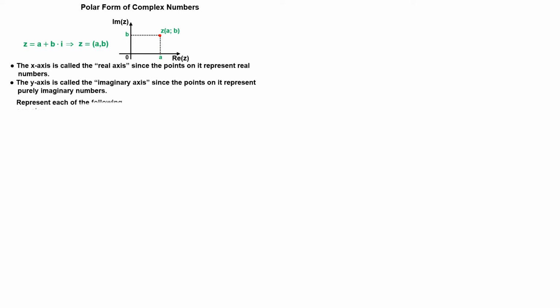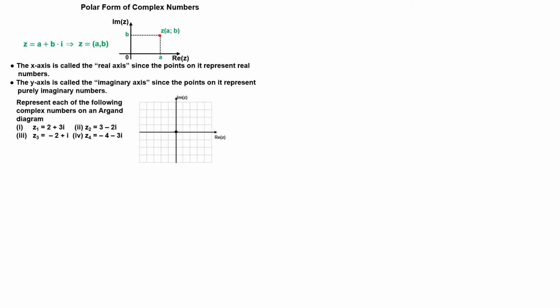Represent each of the following complex numbers on an Argand diagram. To plot the complex number z1, start at the origin, move 2 units to the right, and then move 3 units up.